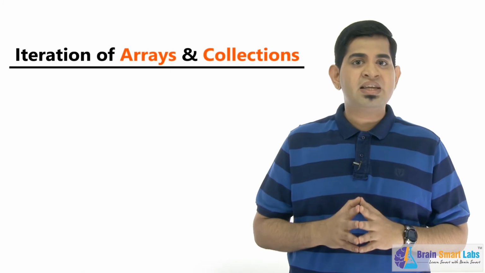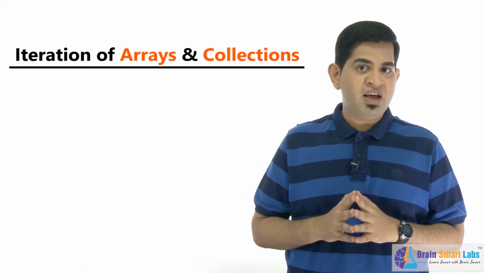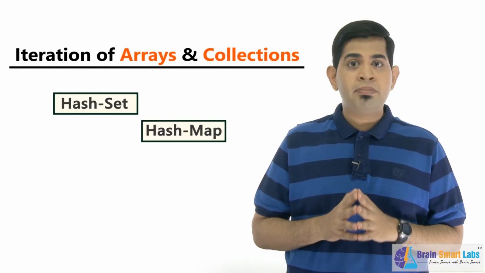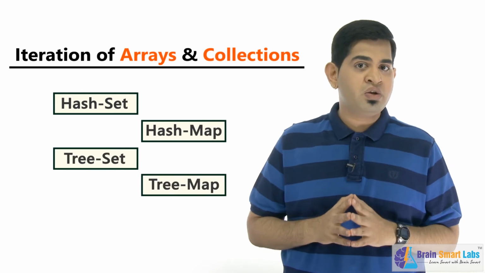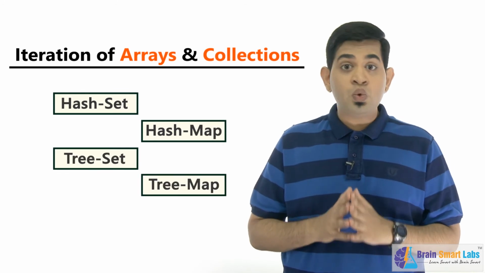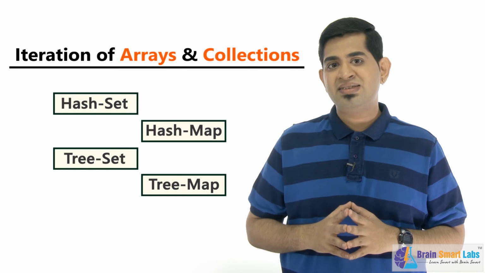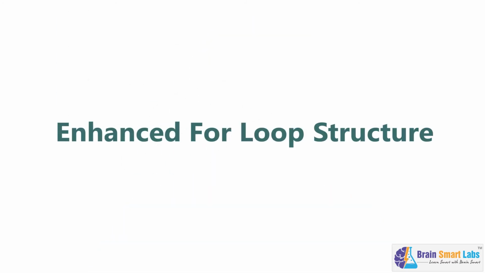In general, enhanced for loop is used to iterate arrays and various collections present in Java, that is hash set, hash map, tree set, tree map and so on, where everything I'll be teaching you in detail in my future classes. So why waste time now? Let us start seeing the structure and working of enhanced for loop in Java.